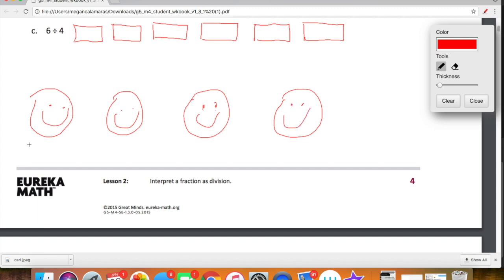Okay, so let's share these graham crackers with some friends.